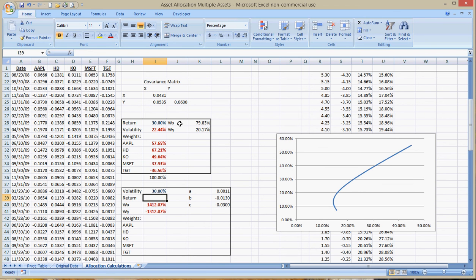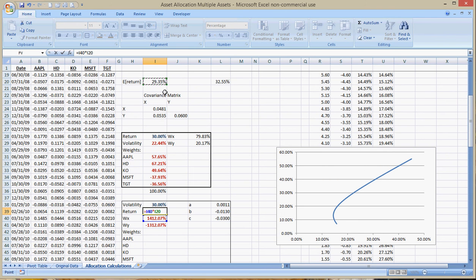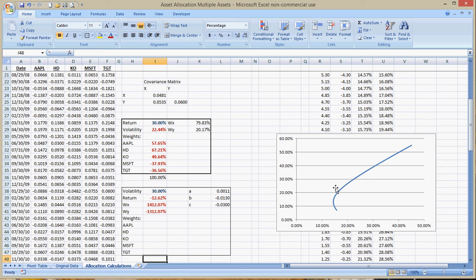So what return would I get? The return is the weight of X times the return on X, which is right here, plus the weight of Y times the return on Y, which is right there. That's a terrible return, minus 12%. So I don't want that. That's somewhere down here, down off the graph. But I can still do the weights.